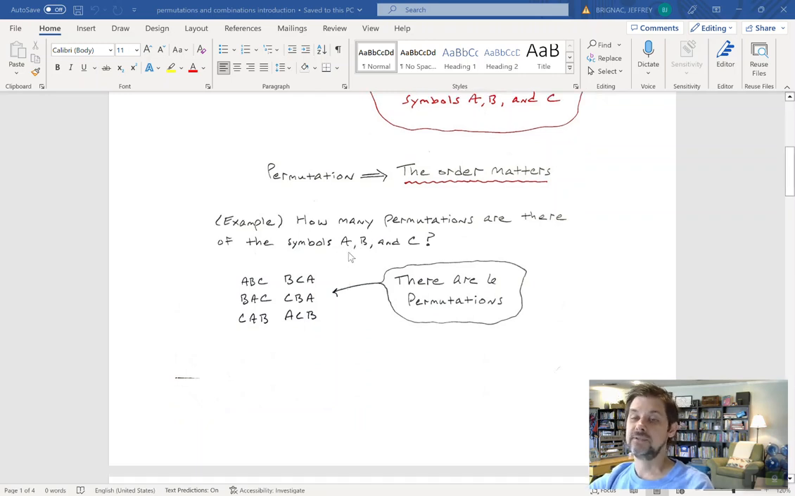Say we have the symbols A, B, and C. How many permutations total are there of the symbols A, B, and C? Here I just went and listed them, just to give you an example without doing any math yet. In a permutation, the order matters, so any different arrangement of the letters A, B, and C would be considered a different permutation. Here's all the ways that you could arrange the symbols A, B, and C where the order is different. That's all of them, and so we would say that there are 6 permutations of the symbols A, B, and C. That in brief is what permutations are.